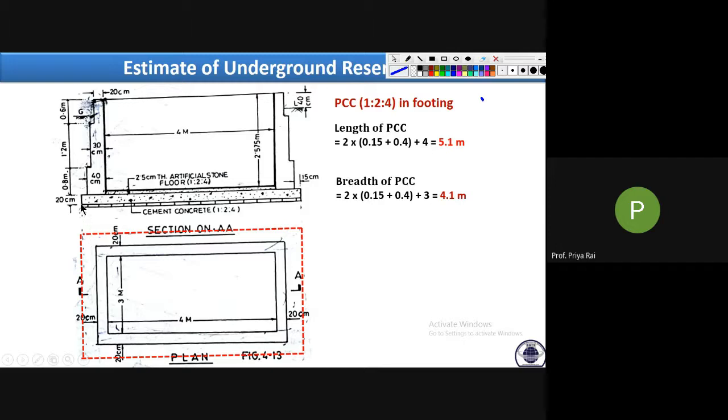Only what will vary, what we need to calculate, see it's volumetric, depth. So length, breadth and depth. So depth is 0.2 meter. 0.2. Yes, okay, very good. See, these three items of work are constructed. Okay, now we will do what?